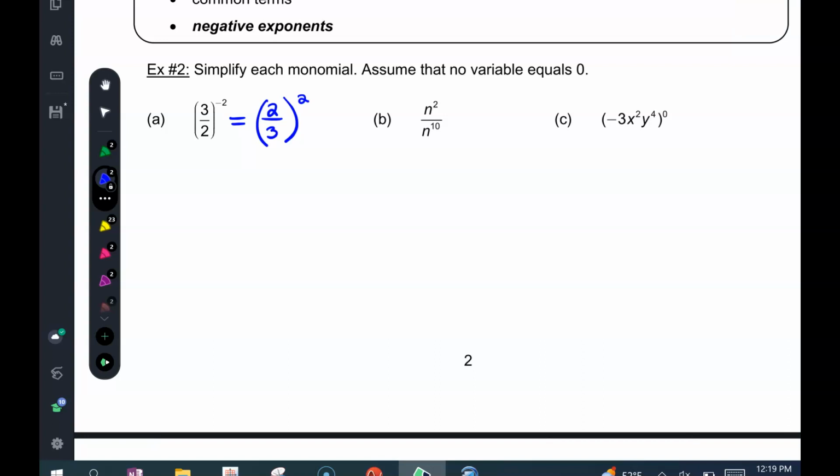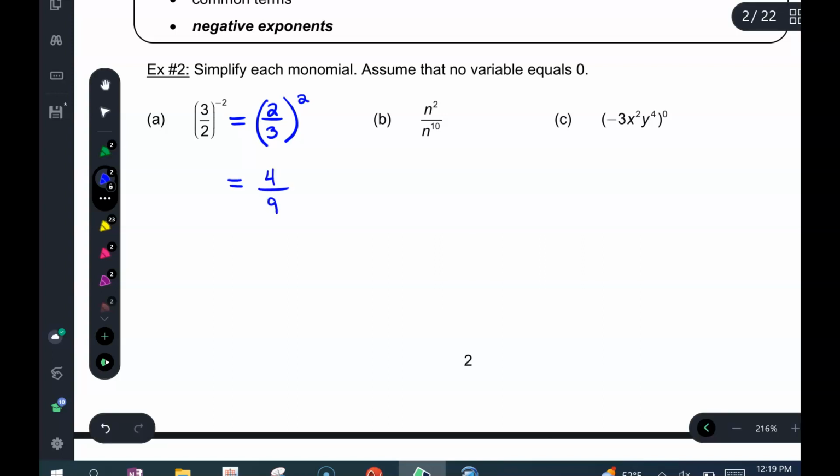And then remember, what do we want to do? We want to distribute to both parts. So what's that going to look like? 4 over 9. And can we reduce that? No. So we're done.